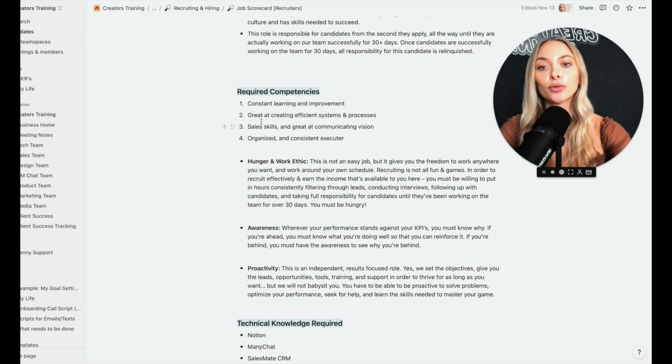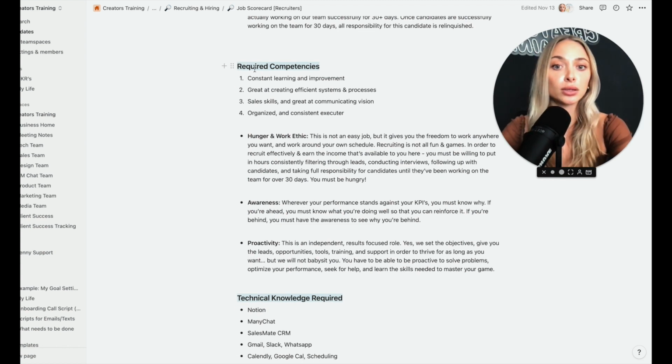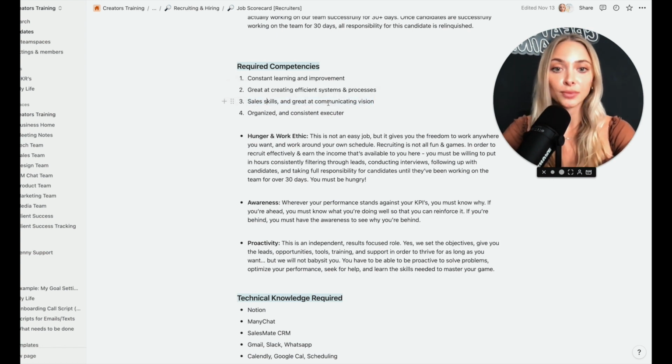So the first thing would be, for a recruiter, for example, you've got to be able to constantly learn and improve. You have to be great at creating efficiency. You have to be great at creating effective systems and processes. You have to be good at sales and great communication and have a good vision. So why do we choose sales?